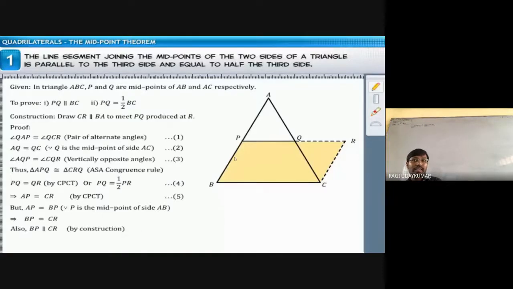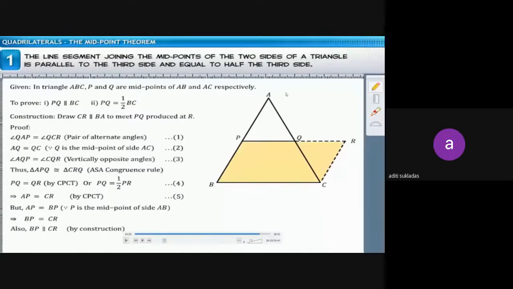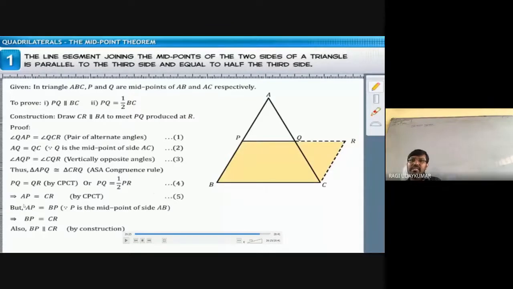So what can you say? PB is equal to CR, you can say, na? Can you say? Yes, sir. That point is missing here. Here देखो, AP is equal to CR. Yes, here it is given. Yes. AP is equal to CR. AP is equal to BP by the construction. So therefore these two are equal, and BP is parallel to CR by the construction. So one pair of opposite sides are parallel and equal.